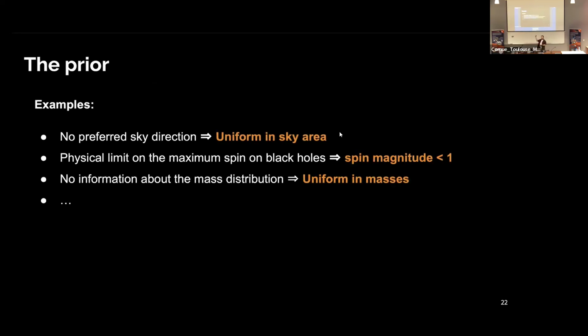So just as an example for the gravitational wave problem, if there is no preferred sky direction, then what we would assume is that we're completely uniform in the sky. It could have come from anywhere. We don't know where it's come from. So let's just take all sky positions as equally likely.